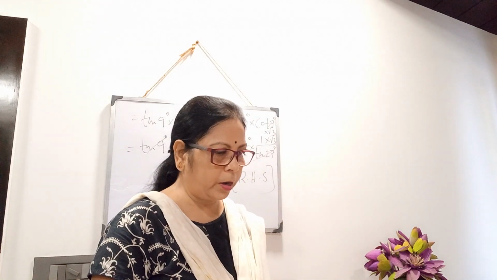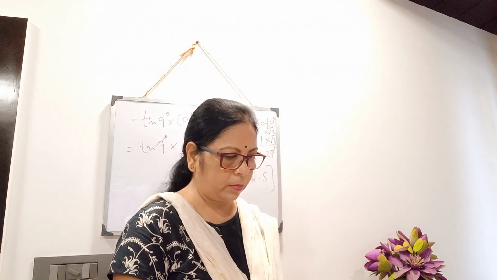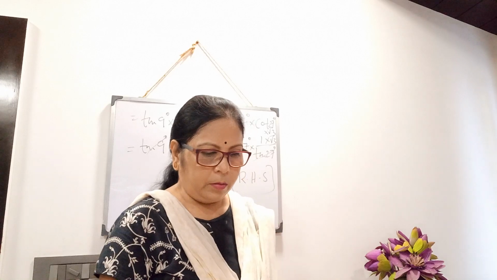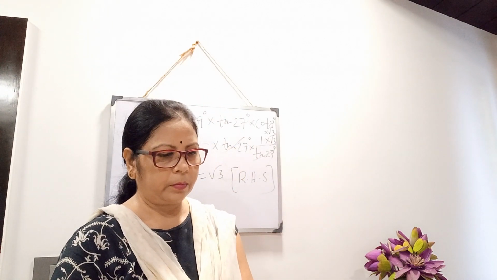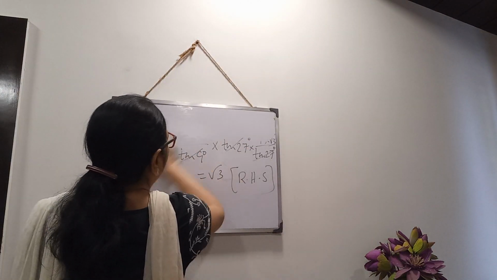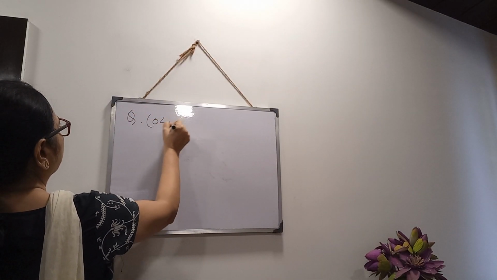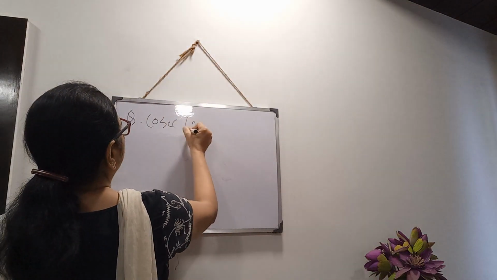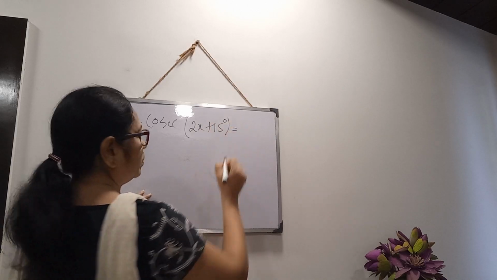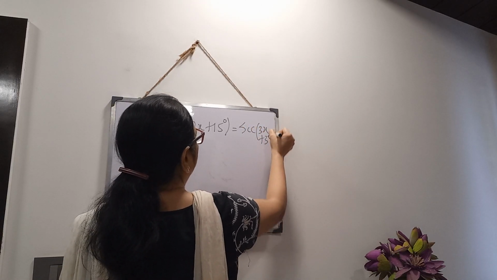Then if the sum is of this type: if cosec of 2x plus 15 degree equals sec of 3x plus 30 degree, find the value of x.